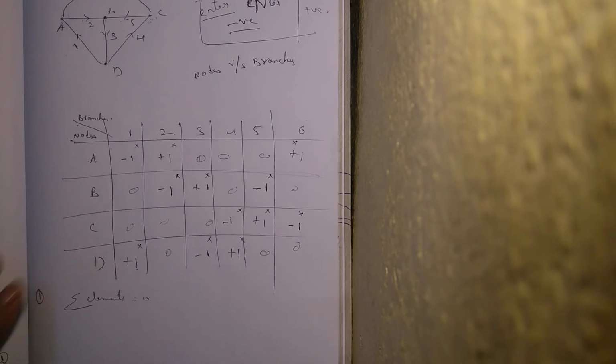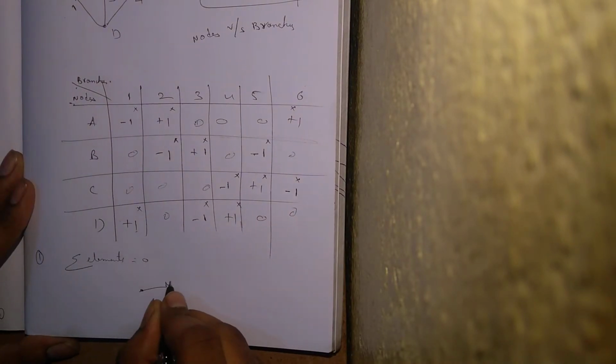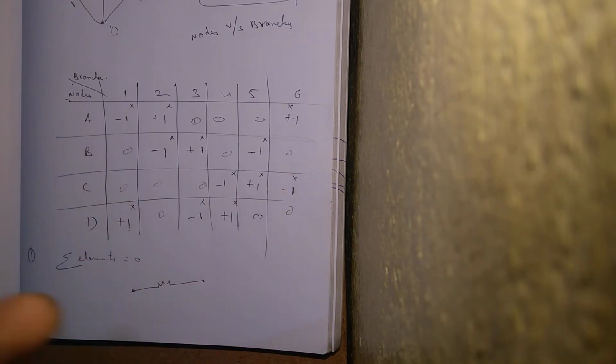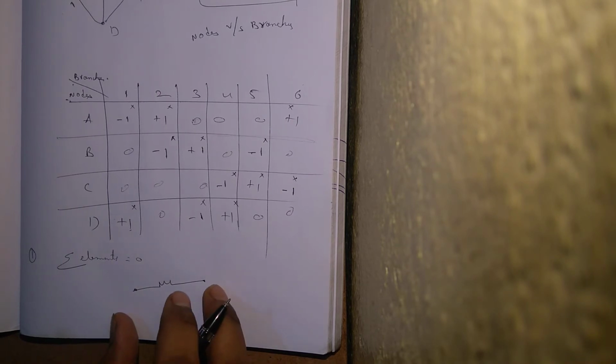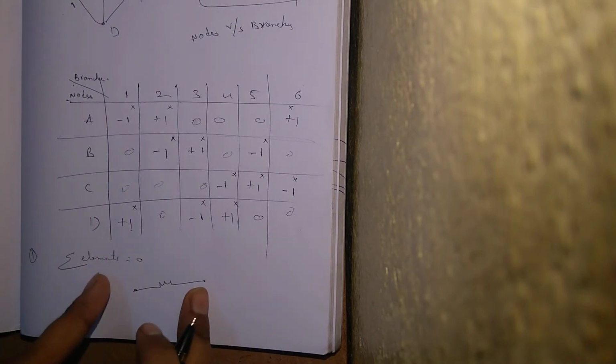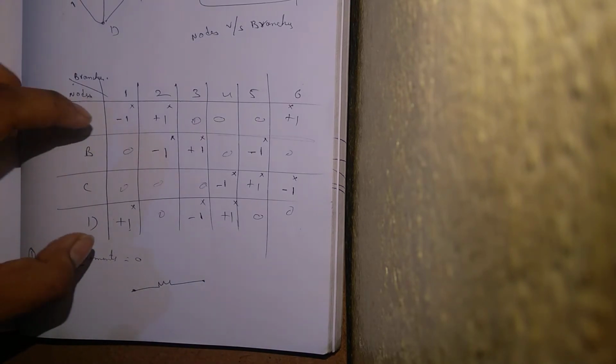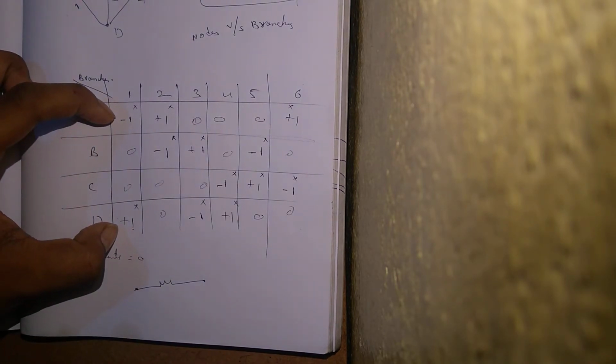The reason is, this is my element, a resistor. It is a two-terminal device, right? Two-terminal devices can be connected between two nodes only, two nodes maximum. That is the reason why there will be only two non-zero elements. Between how many nodes can you connect this two-terminal device? Only two nodes, so that is the reason you'll have only two non-zero elements.